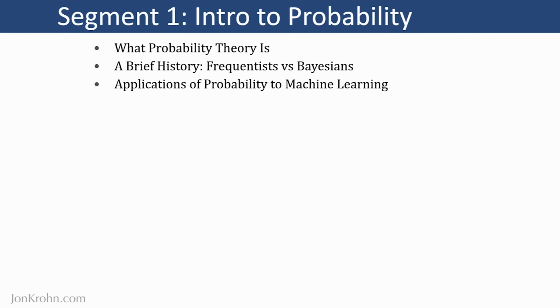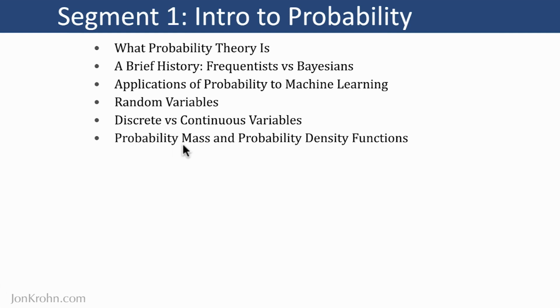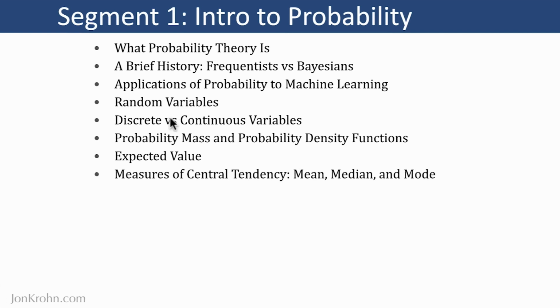After that, we'll start getting deep into the theory. We'll talk about random variables, which are perhaps the single most critical concept of probability theory. And then we'll extend that into a discussion of discrete versus continuous random variables. We'll talk about the probability mass functions and the probability density functions that correspond to discrete and continuous variables. And then we'll talk about expected value calculations that allow us to figure out what the expected value is of a particular random variable.